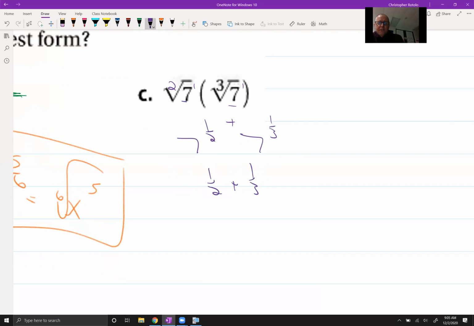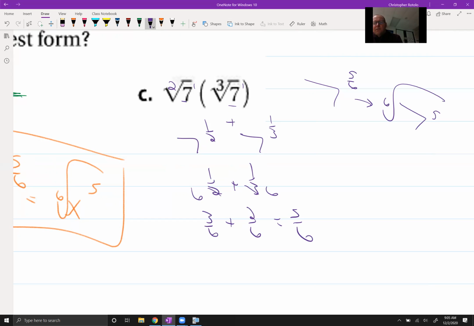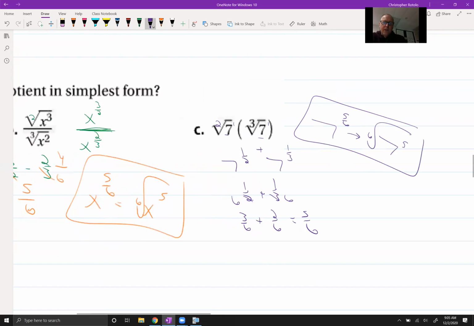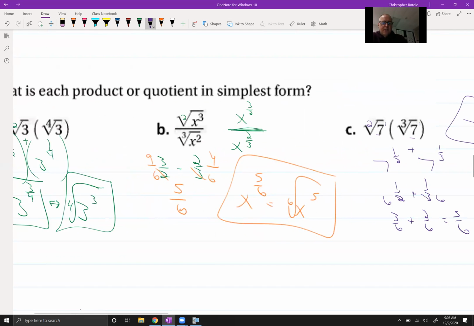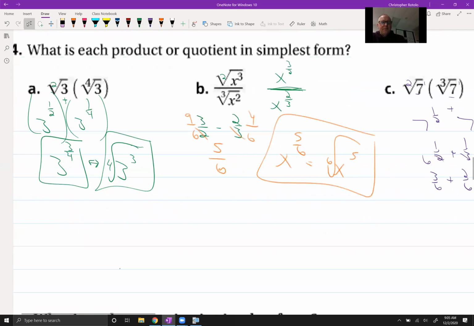We're going to make those into sixths as well. Okay, so it's 3/6 plus 2/6. So we're going to get 5/6. But 5/6 isn't the answer. Remember, that's just the exponent. 7 to the 5/6. How else might it look? 7 to the fifth power with a 6 root covering it. So we can translate those back and forth relatively easy. That's the goal anyway.